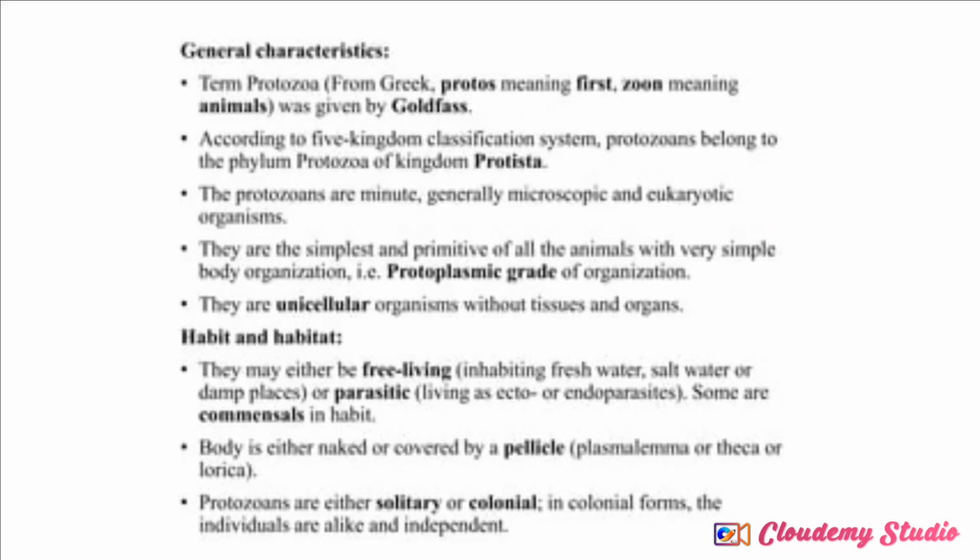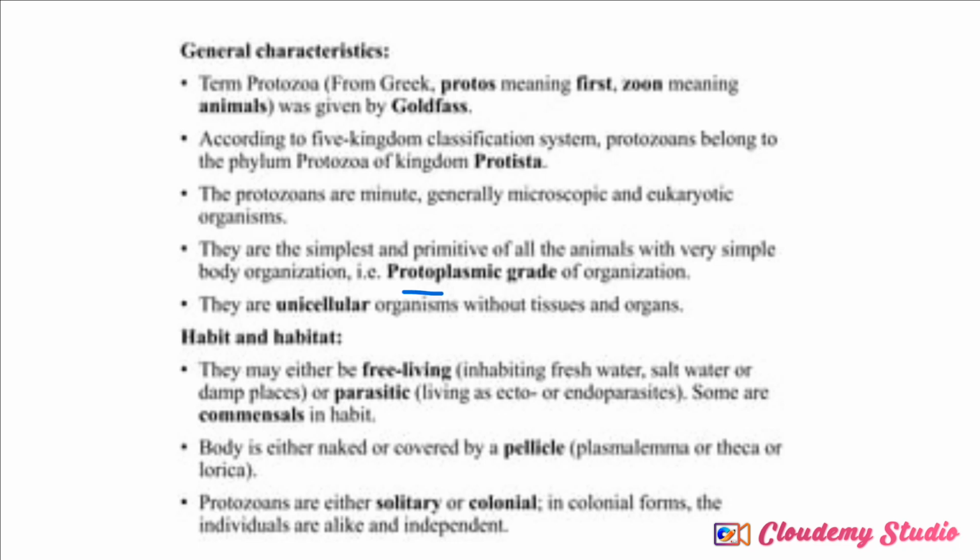parasitic amoeba. Now, we have to understand that the term protozoan is gotten from two words, protos, that is first, and zoon, that is animals, and it was given by Goldfuss. According to the five kingdoms classification system, protozoan belongs to phylum Protozoa and kingdom Protista. Protozoan are small and generally microscopic. They are the simplest and most primitive of all animals, having a very simple body organization. Hence, I can say they are in protoplasmic level of organization.